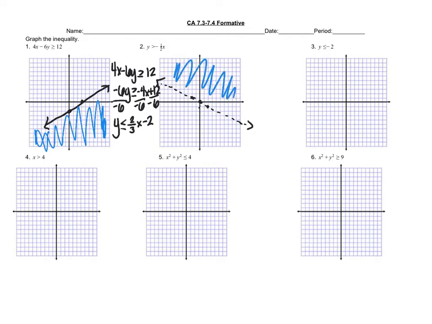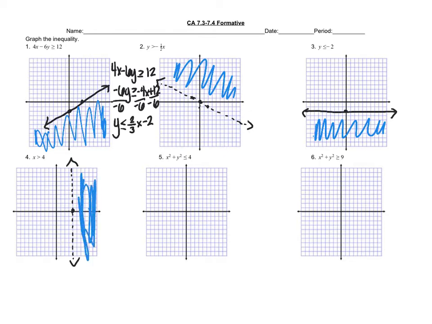Next one, y is less than or equal to negative 2. So here is negative 2. It's going to be a bold line through that. It's less than that, so it's going to be below it. X is greater than 4. So here's 4 on the x-axis. It's a dotted line because it's just greater than. Greater than 4 is this way.